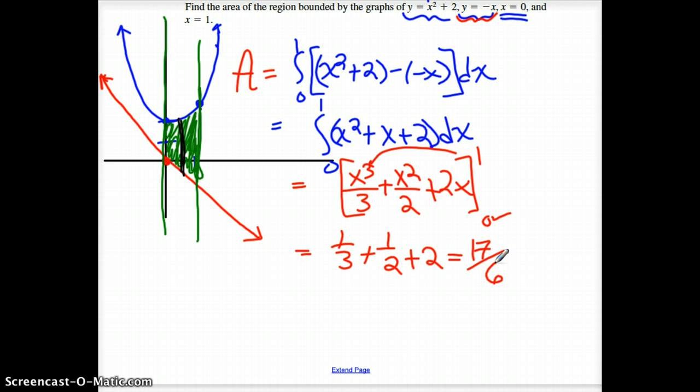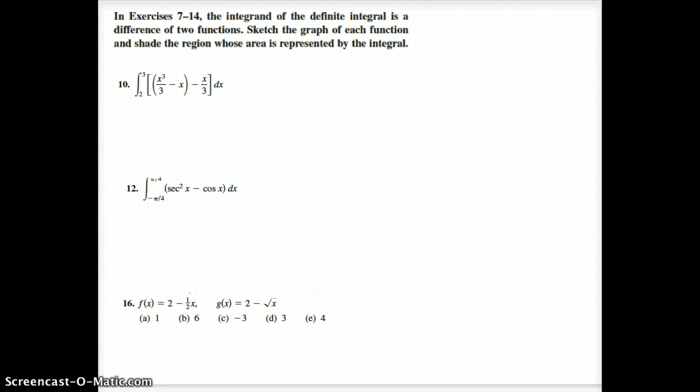All right, so let's move on to the next page here, and we are going to take a look at these. It says, and again, I just grabbed some evens. You're going to be doing the odds, so you can refer to these when you do your odds. It says the integrand is given as the difference of two functions, and you're just to sketch the graph and shade. So no evaluating.